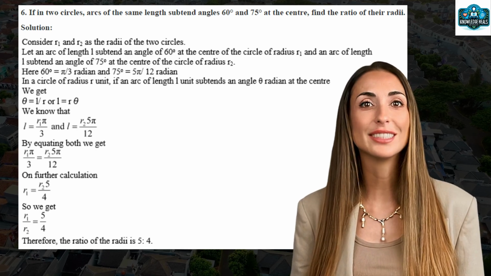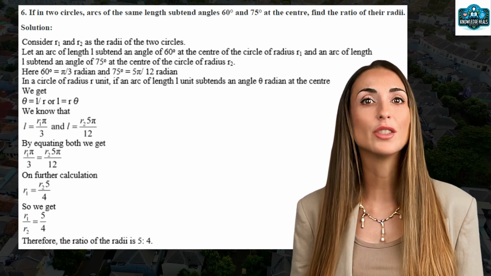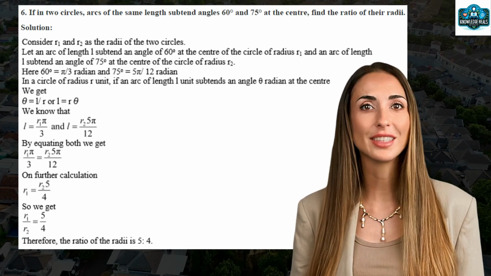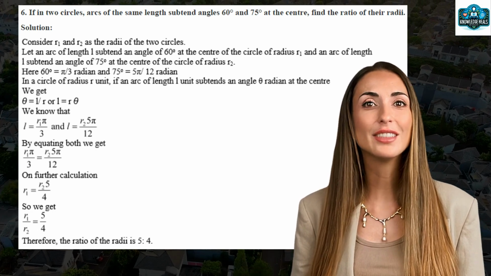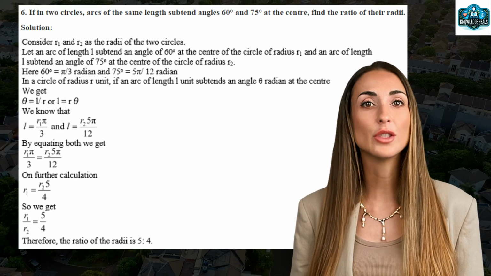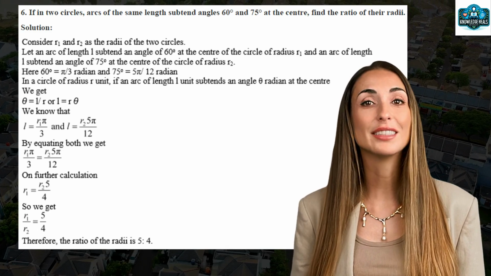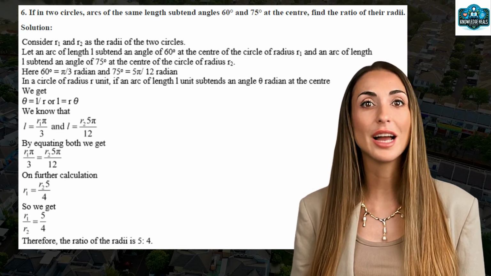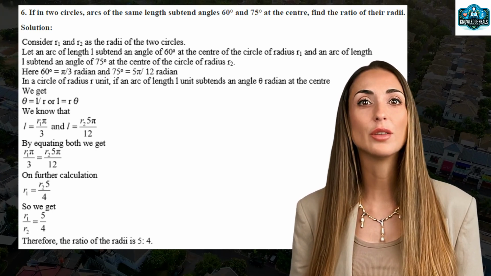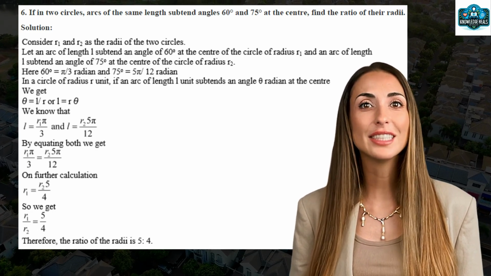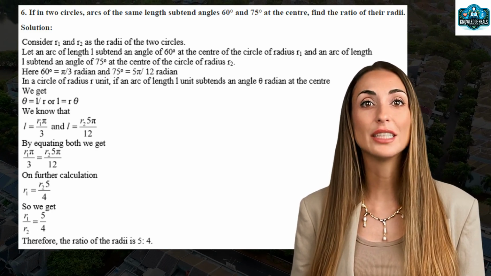Now we move to question 6. If in 2 circles, arcs of the same length subtend angles 60 degree and 75 degree at the center, find the ratio of their radii. Here is the solution. Consider R1 and R2 as the radii of the 2 circles. Let an arc of length L subtend an angle of 60 degree at the center of the circle of radius R1 and an arc of length L subtend an angle of 75 degree at the center of the circle of radius R2. Here, 60 degree is equal to pi by 3 radian and 75 degree is equal to 5 pi by 12 radian.